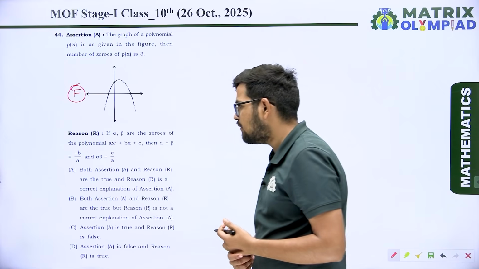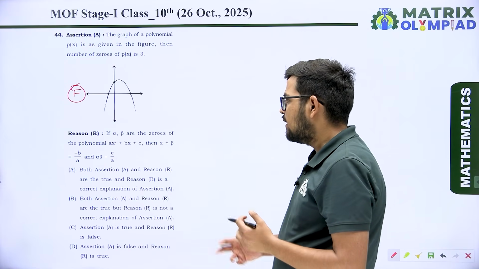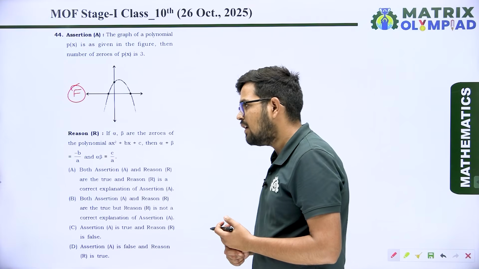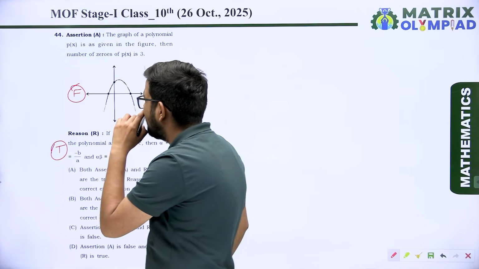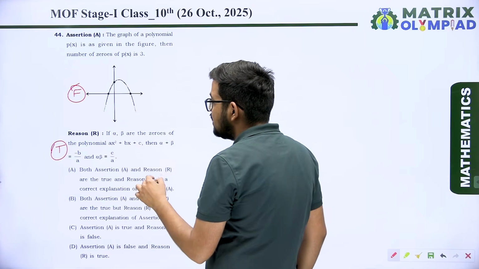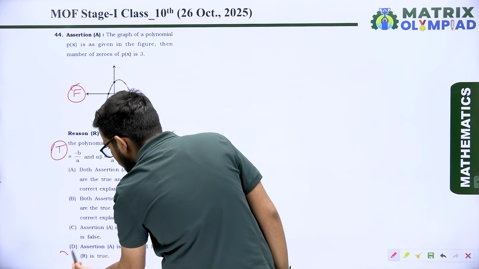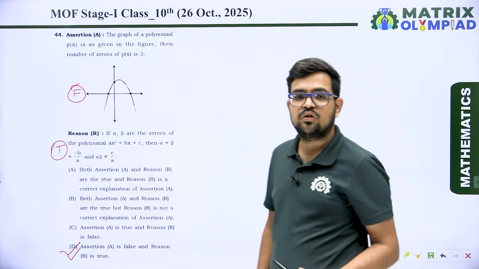And reason: if alpha and beta are the zeros of the polynomial, then alpha plus beta equals minus b by a and alpha dot beta equals c by a. Yes, the reason is true. So our correct answer is: assertion is false but reason is true. Option D will be the correct answer.